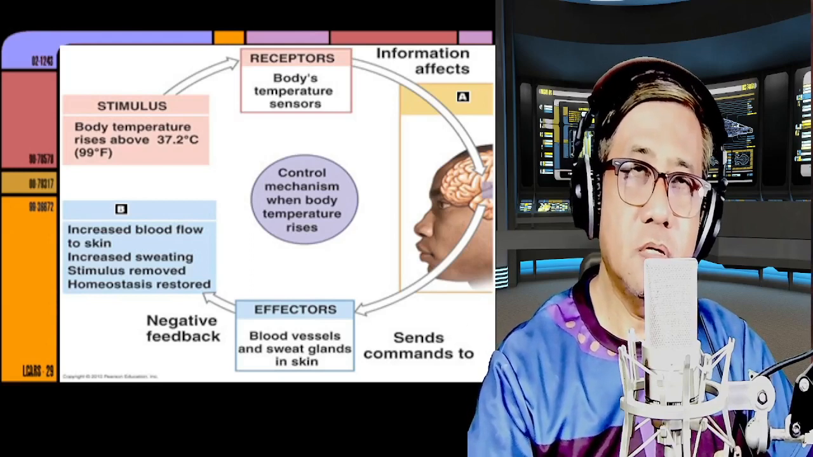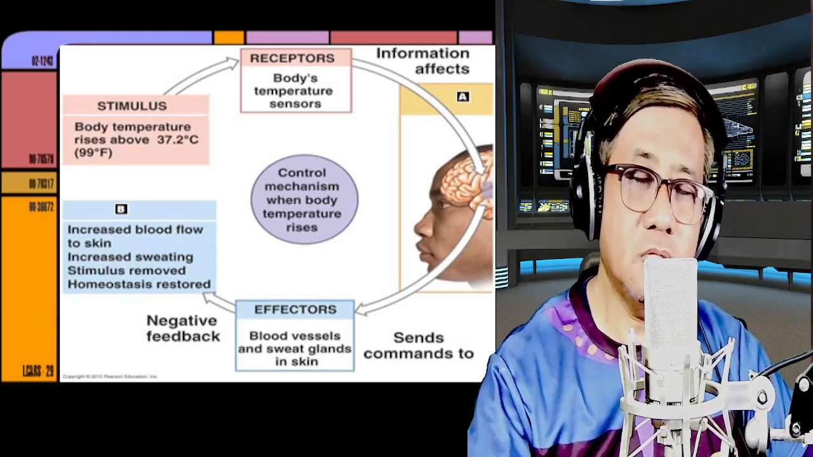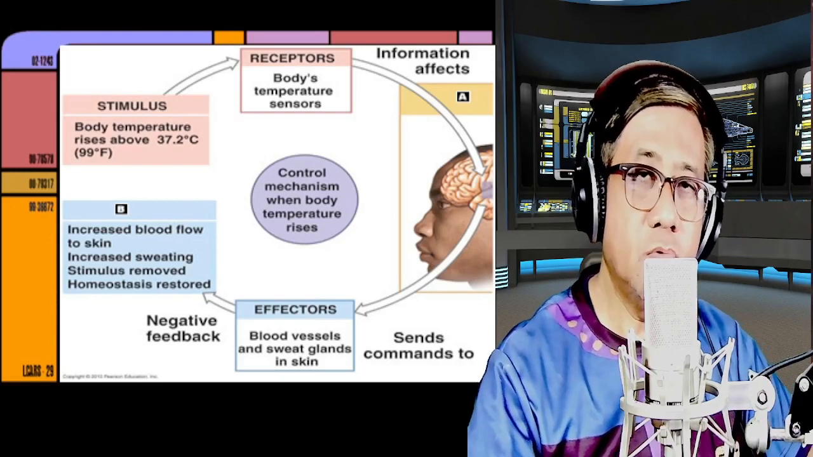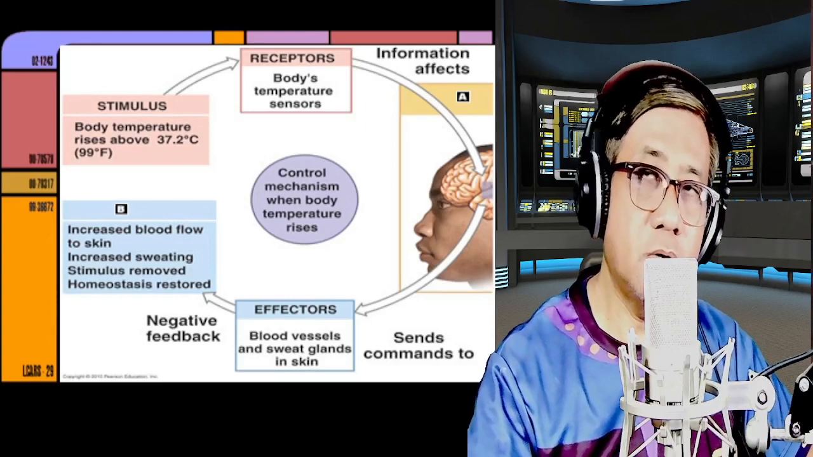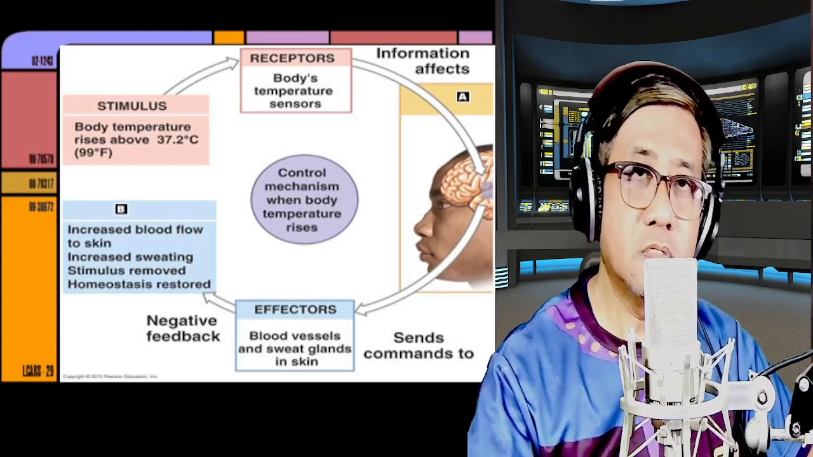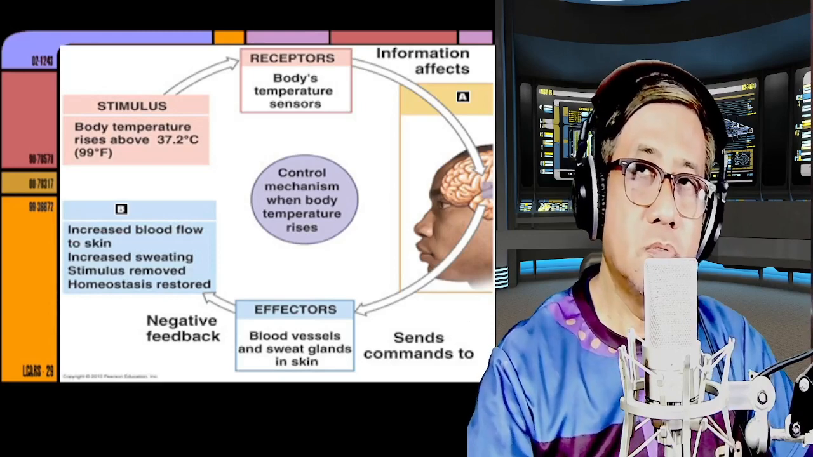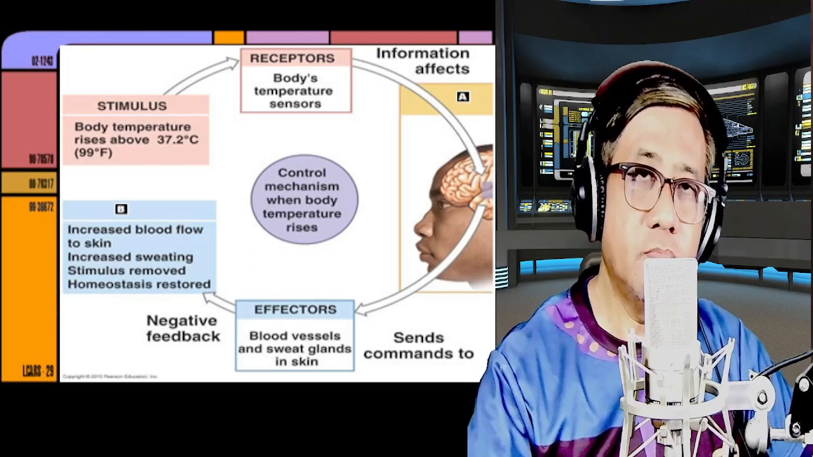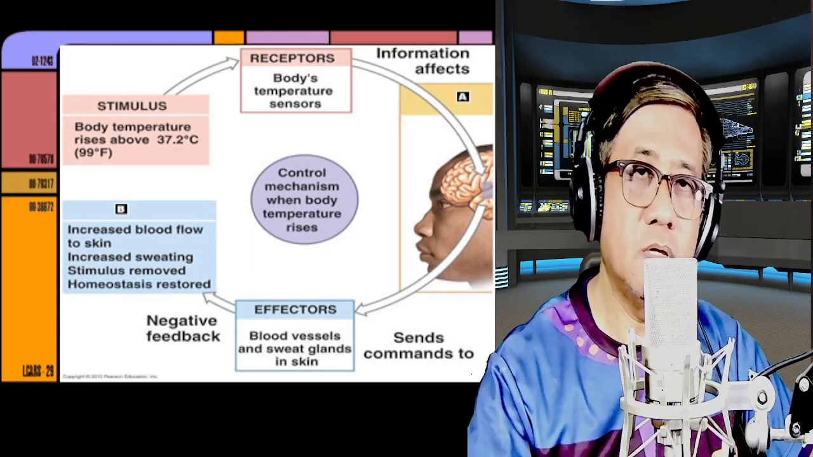Alright, then the brain processes the information na galing sa mga receptors ng skin natin. Then our brain will send instructions to the effectors. In this case, yung mga effectors would be the muscles of the blood vessels and yung mga sweat glands ng skin. So this pathway from the brain to the effectors is known as the efferent pathway.